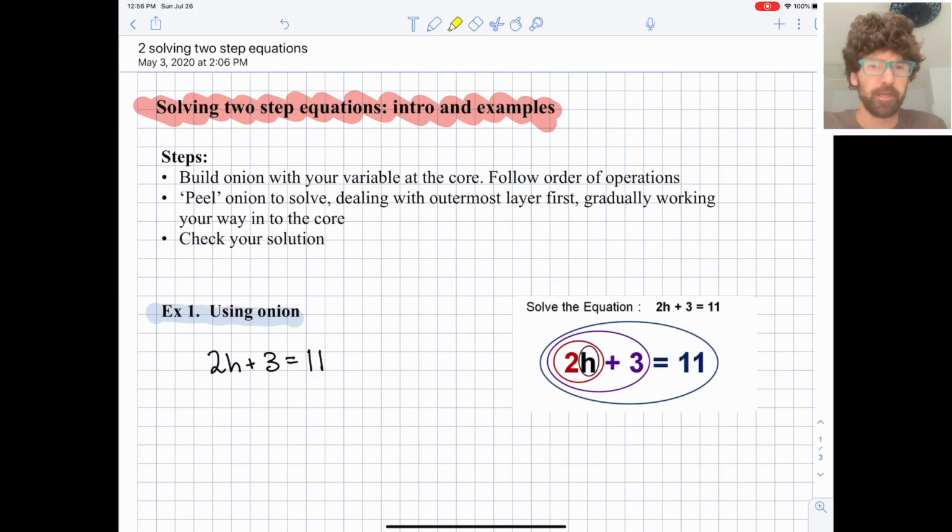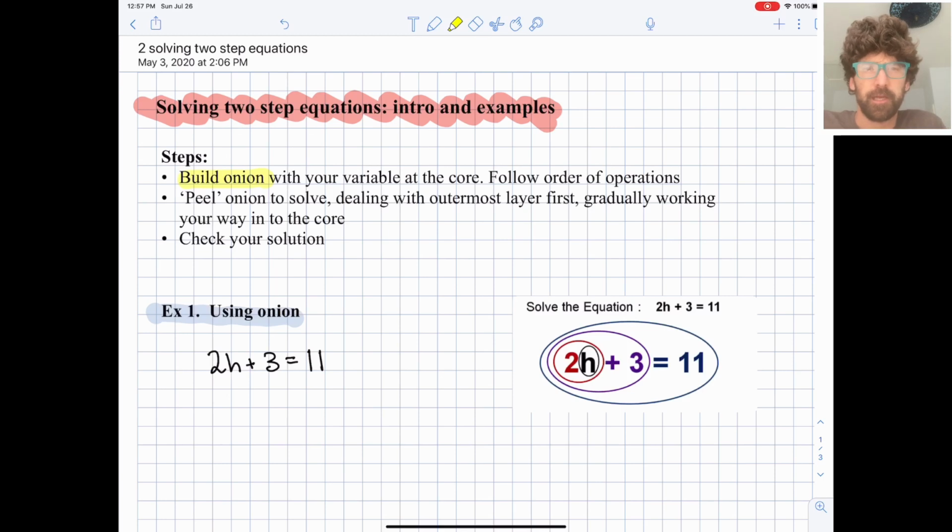All right, today we're going to be looking at solving two-step equations. In this video, we'll give an introduction and solve a few basic examples. And the method that I like to use for solving these equations is called the onion method.